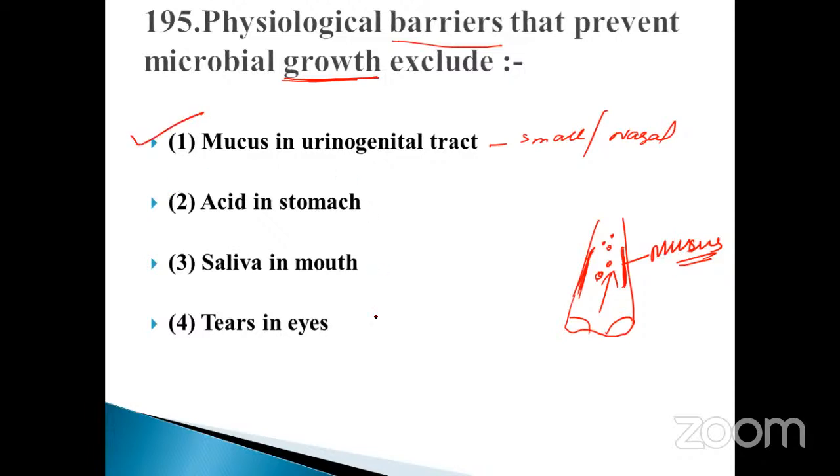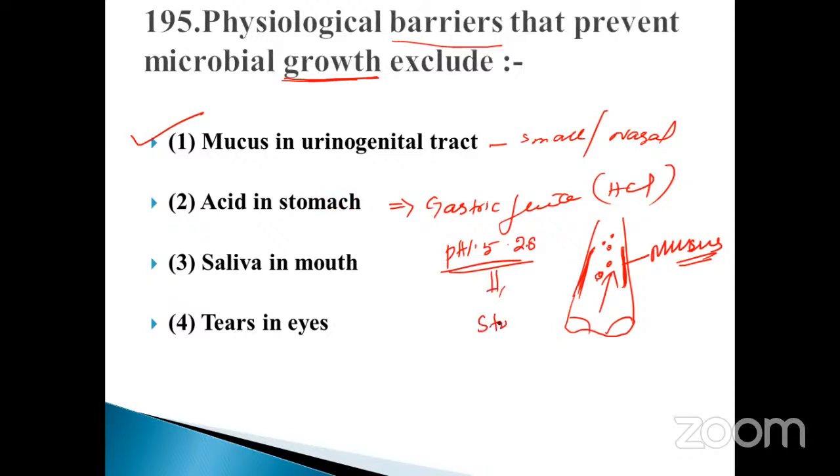How? The other remaining three: acid in stomach. Already you know the gastric juice secretes HCl and other enzymes also. The HCl's pH will be maximum 1.5 to 2.8. In this condition, microbial activity is completely stunted, otherwise called stopped. So this is the wrong one.